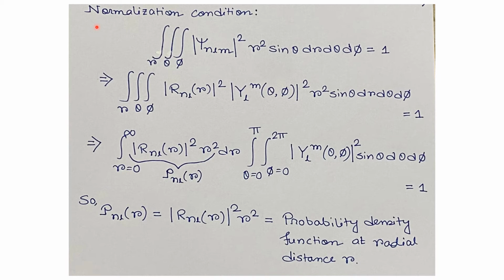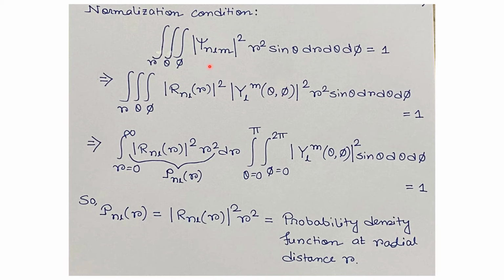Now we will discuss the normalization condition for the hydrogen atom wave function. According to the normalization condition, the integration over the entire volume, that is integration over r, theta and phi of the wave function mod square times the elemental volume, that is r square sine theta d theta dr d phi, equals 1.